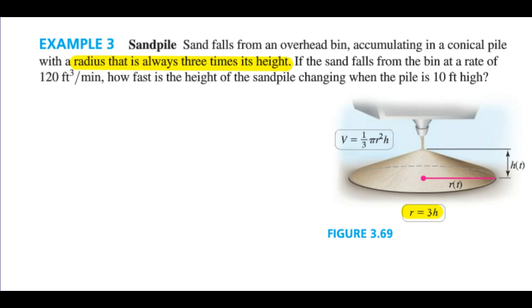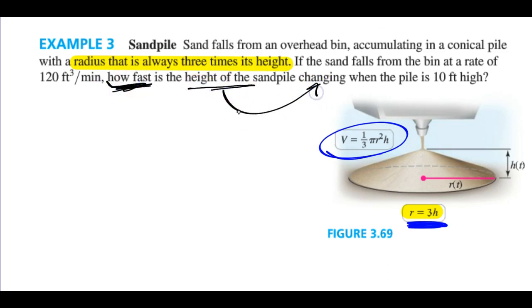Example 3 gives you the volume of this cone, which you may not have memorized. So again, I might give you some things. And here's a relationship: the radius is 3 times the height. And reading this real carefully, it says, how fast is the height changing? So I think we're trying to find dH/dt.